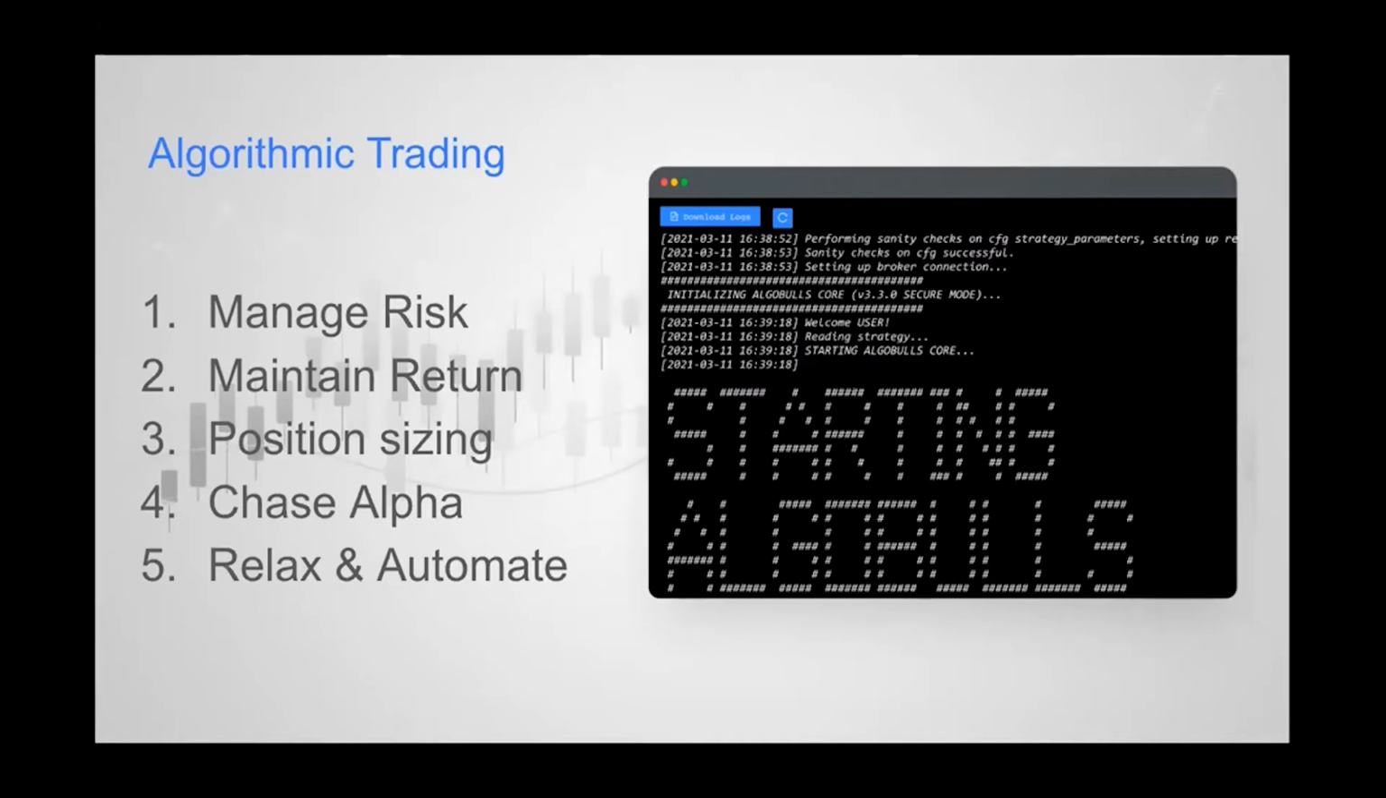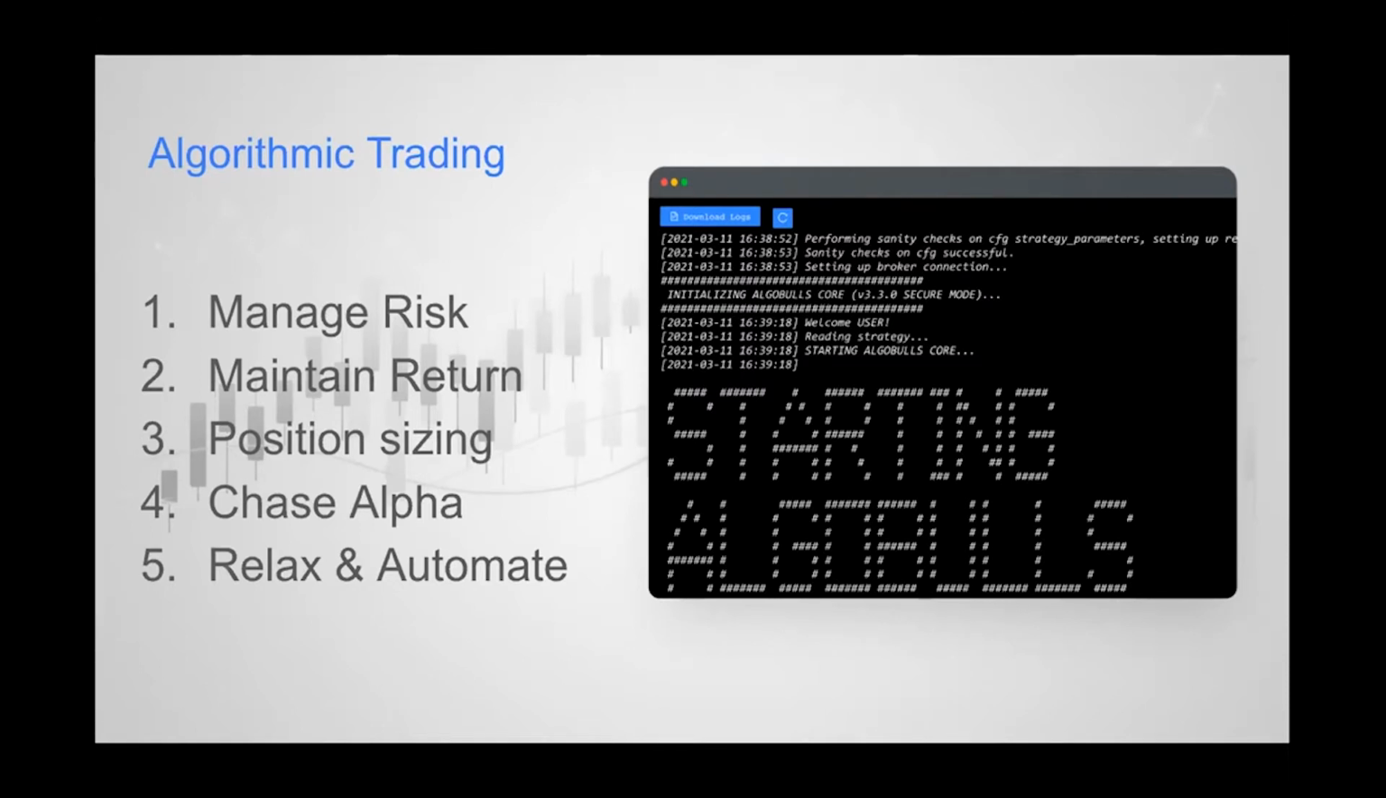So basically, what algorithmic trading does is mentioned over here. It manages risk, maintains returns, maintains the position sizing, chases alpha, and it helps you relax and automate the strategies. I'm not promoting anything here saying that only this engine or only this platform is good, but you can explore it and check out by yourself how algorithmic trading is actually better than human trading and why it should be adopted by the retail audience.